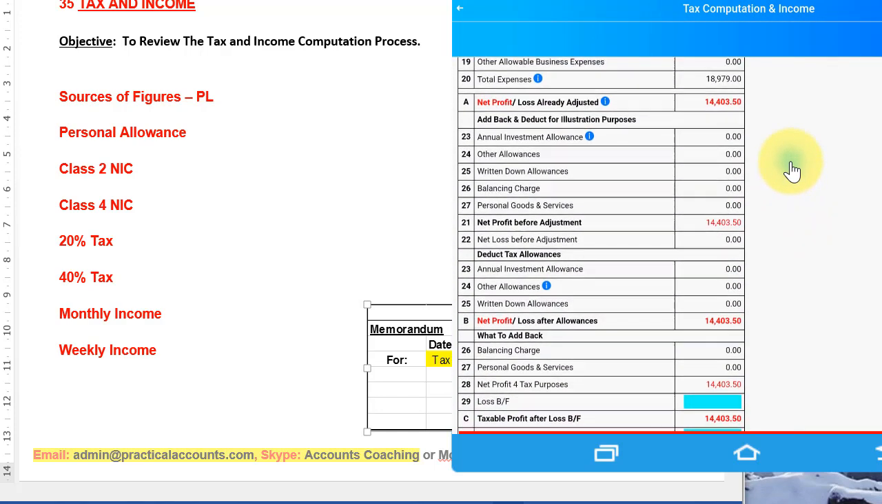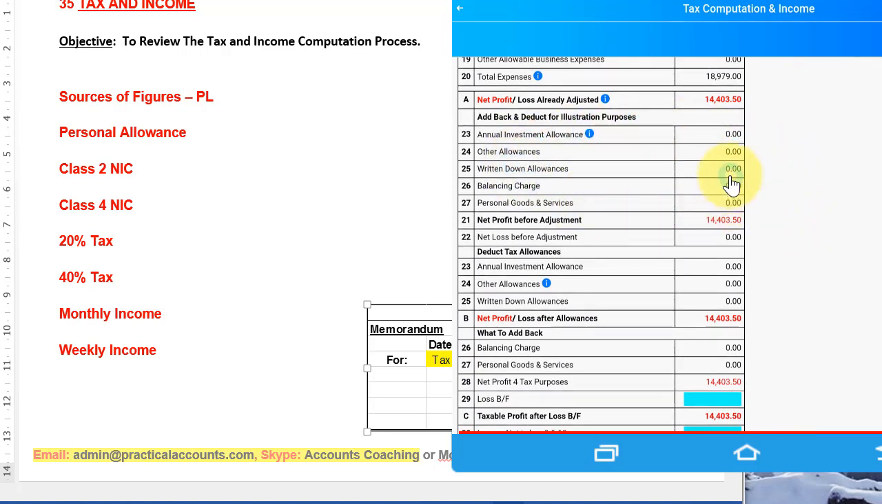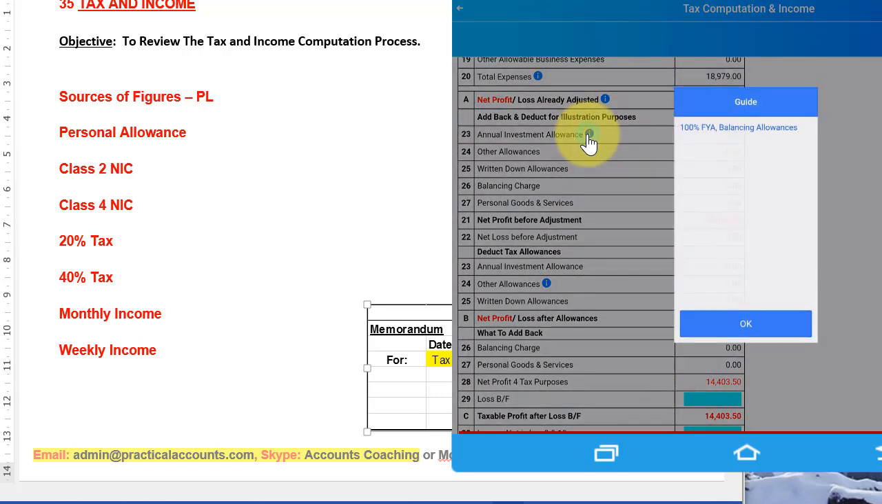Now let's scroll down. Now all these are blank. Annual investment allowance. It's an allowance utilized by some businesses, those that buy fixed assets. There are some regulations regarding the annual investment allowance. It used to be 500,000, was dropped to 100,000. Currently, it's about 50,000. So when you buy fixed assets of up to 50,000, you can write them off in the year of purchase in form of annual investment allowances. But of course, there are guidelines regarding this. What does it say here? 100% first year allowance, balancing allowances.